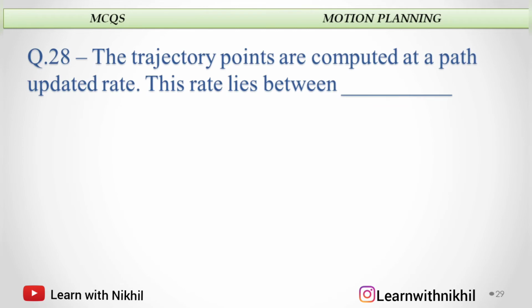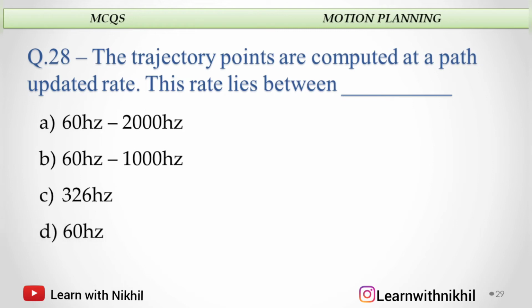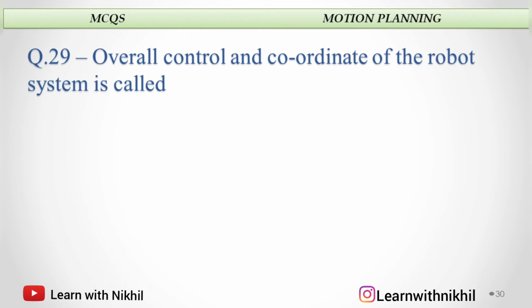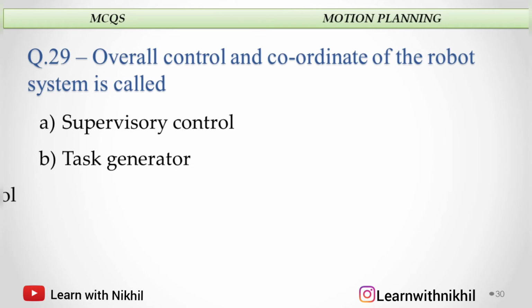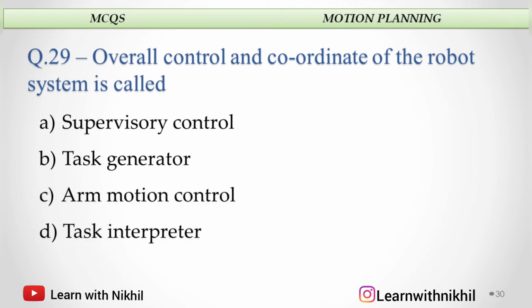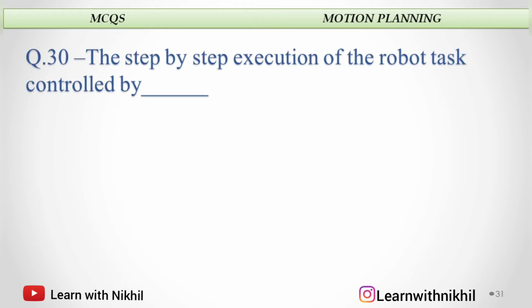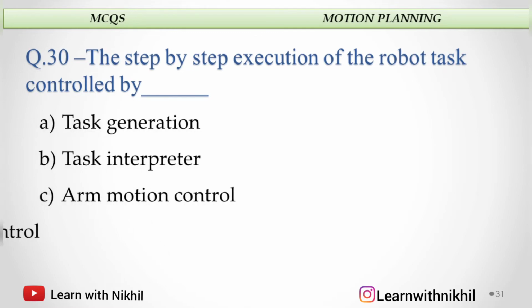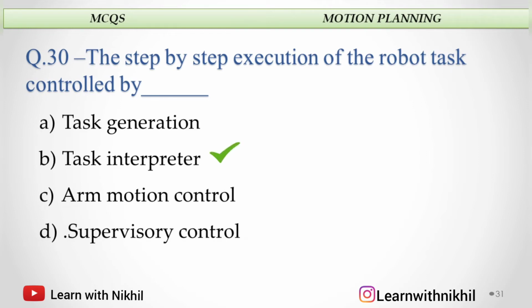Next, the trajectory points are computed at a path update rate. This rate lies between 60 Hz to 2000 Hz. Next, overall control and coordination of the robot system is called supervisory, task, arm motion control or task interpreter. And the answer is supervisory control. The step-by-step execution of the robot task is controlled by task generation, task interpreter, arm motion control or supervisory control. And the answer is task interpreter.